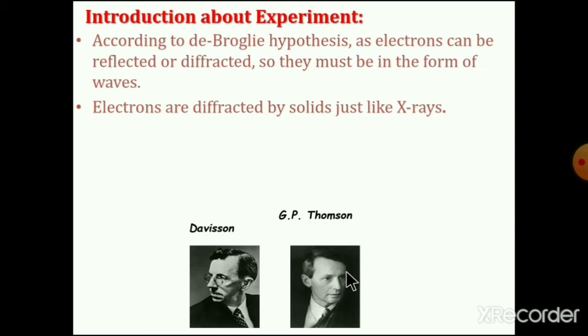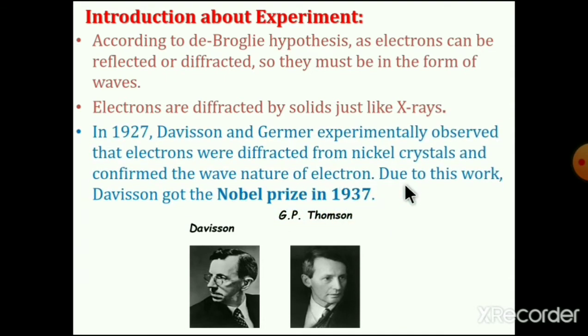They also succeeded in measuring the de Broglie wavelength associated with the electrons. Now see here, Davisson and Germer experimentally observed that the electrons were diffracted from the nickel crystal and confirmed the wave nature of the electron. And due to this work, Davisson got a Nobel Prize in 1937.